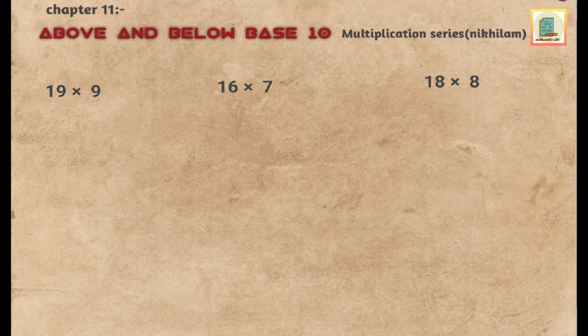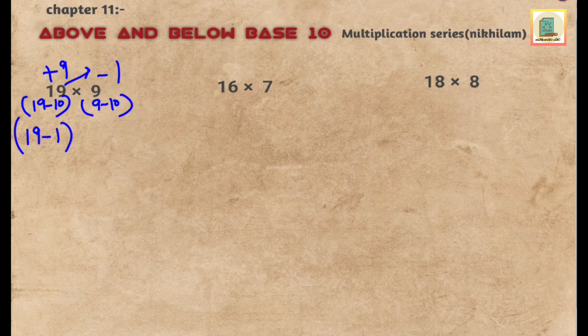Now here the first question is 19 multiplied by 9. So let's find out the deviations first. So 19 minus 10 will give you plus 9 as deviation, and 9 minus 10 will give you minus 1 as deviation. Now first number plus the second deviation, which will be 19 minus 1, since the deviation is negative. Multiply the base, which is 10, plus multiply the deviations, which is plus 9 multiplied by minus 1.